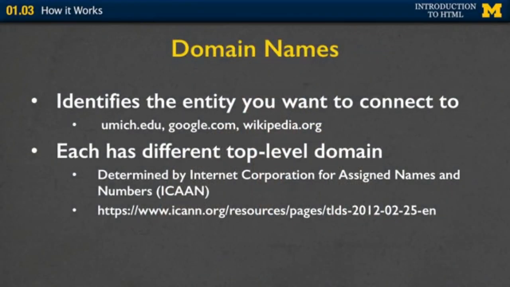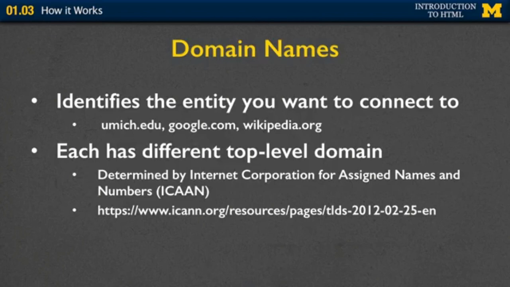So we have the protocol. Now let's talk about what the domain names represent. Usually the domain names are something recognizable, such as umich.edu would be for University of Michigan, google.com, wikipedia.org. So each of these sites has a different top-level domain. How did you get them?